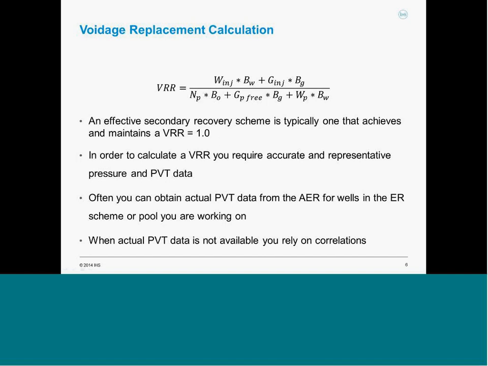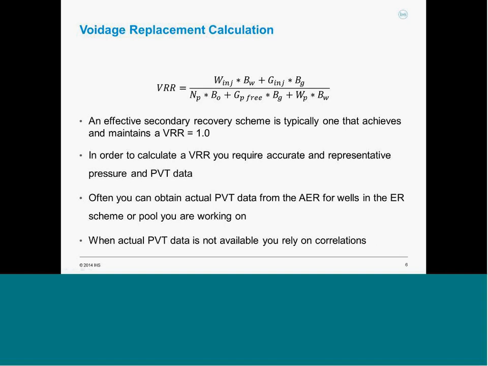VRR has water and gas injected in reservoir volumes in the numerator, and oil, free gas, and water produced in reservoir volumes in the denominator. Basically what this means is the stuff we're injecting divided by the stuff we're producing. The figures here convert the injected and produced volumes back to reservoir volumes. And a secondary recovery scheme is typically one that maintains a VRR of 1.